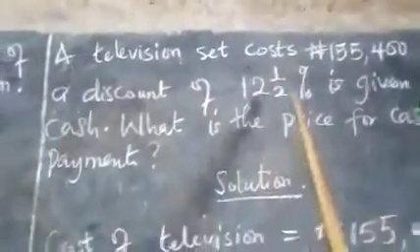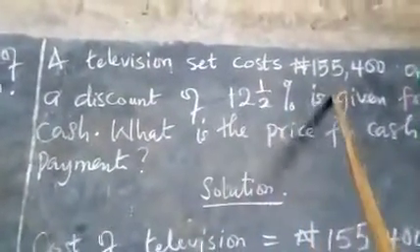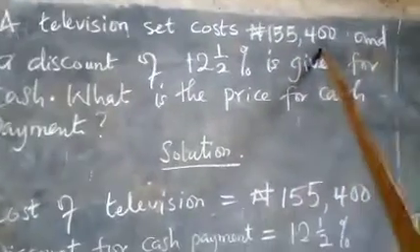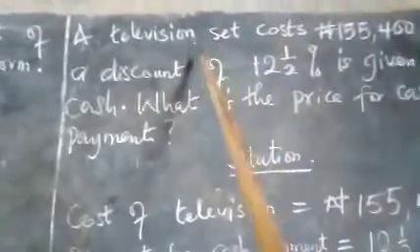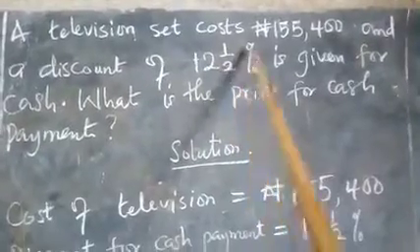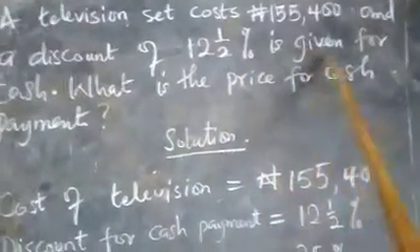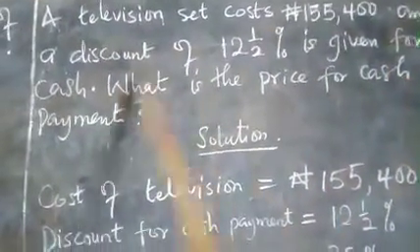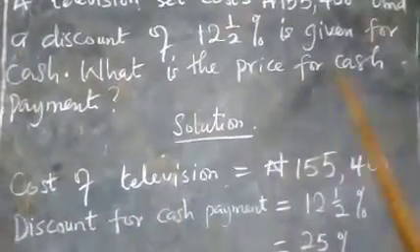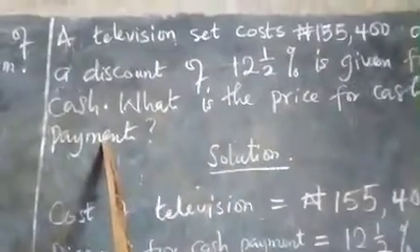A television set costs 155,400 naira and a discount of 12.5% is given for cash. What is the price for cash payment?